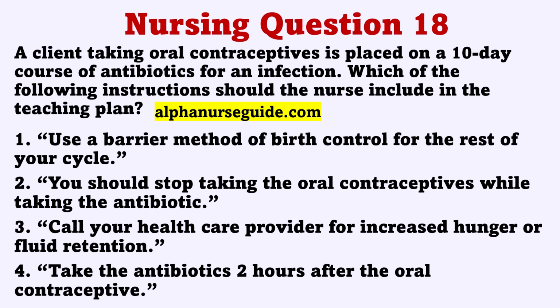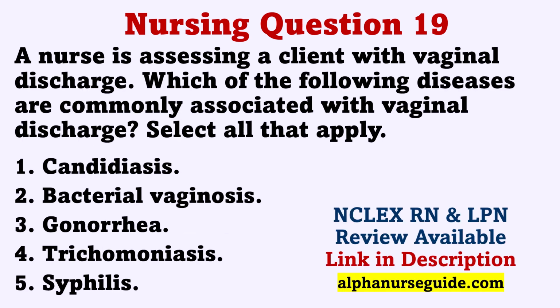The correct answer is 1. Use a barrier method of birth control for the rest of your cycle. Antibiotics may decrease the effectiveness of oral contraceptives. The client should be instructed to continue the contraceptives and use a barrier method as a backup method of birth control until the next menstrual cycle. The client should not stop taking her oral contraceptives, and there is no indication for or benefit to taking the antibiotic 2 hours after the contraceptive. There is no incidence of the adverse effects of increased hunger and fluid retention with the interaction of antibiotic therapy and oral contraceptives.